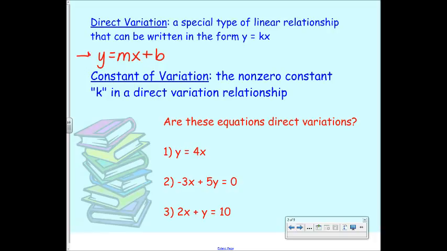We're going to talk today about direct variation, which is essentially like slope-intercept form, except it doesn't have this plus b. So it can always be written in the format y equals kx. That just means that y is in a relationship with x where you can multiply x by something to get y, and there's no addition or subtraction. K is called a constant.